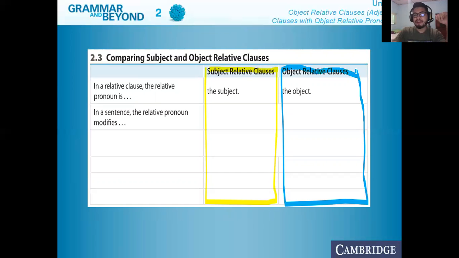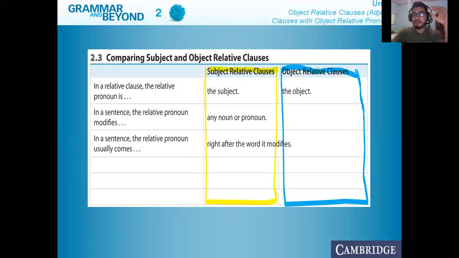In a sentence, the relative pronoun modifies any noun or pronoun. This happens in both, okay? In subject relative clauses or in object relative clauses, the relative pronoun modifies any noun or pronoun that you have in the sentence. If you're talking about a bottle, a cell phone, a pencil case, anything that you can imagine, it can be modified by either a subject relative clause or an object relative clause. In a sentence, the relative pronoun usually comes right after the word it modifies, okay?